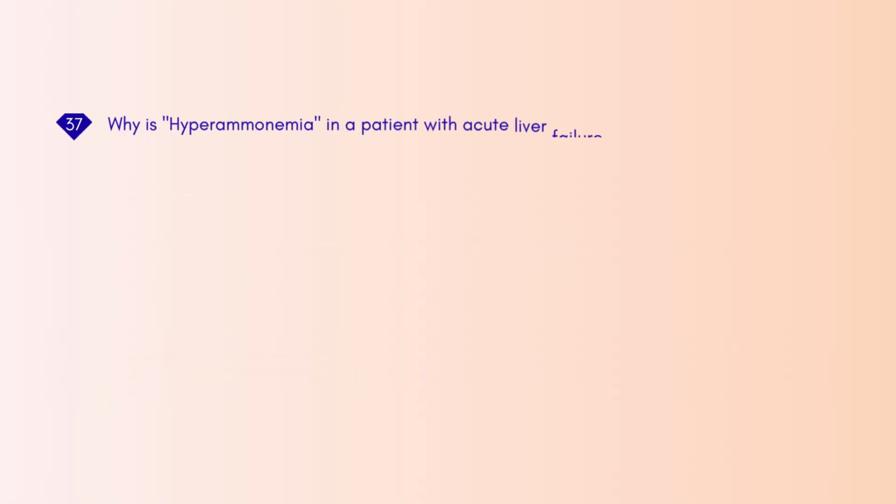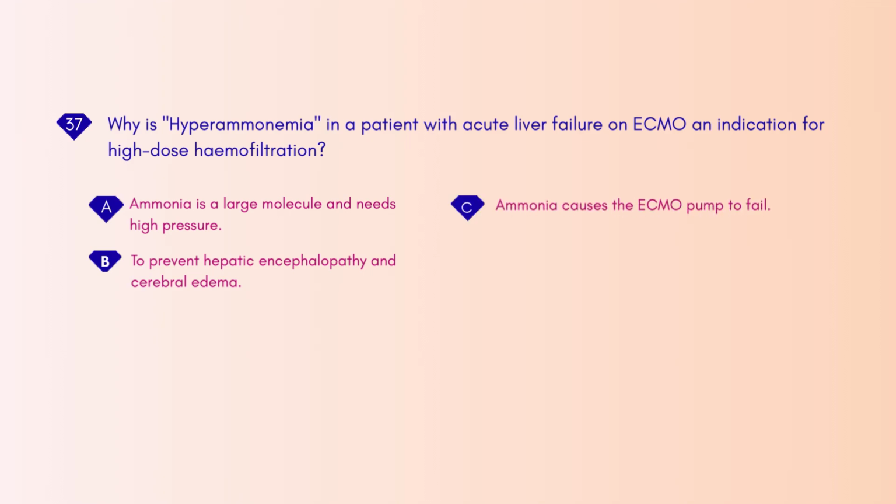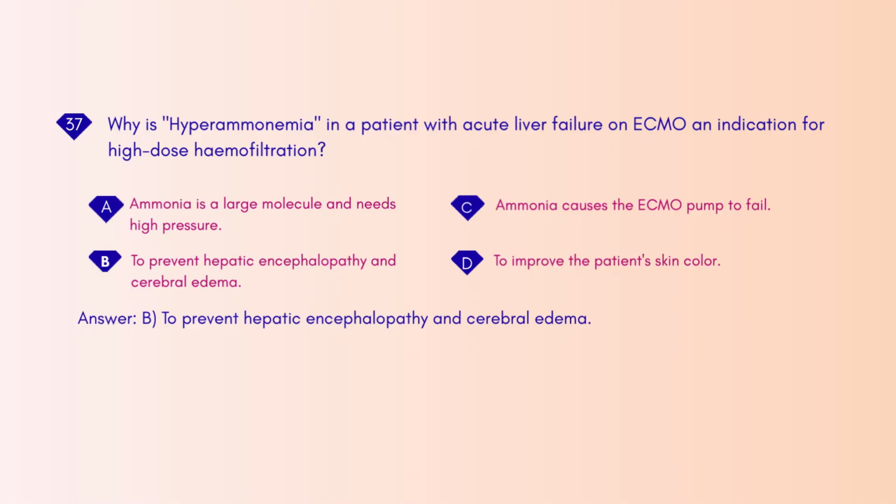Why is hyperammonemia in a patient with acute liver failure on ECMO an indication for high-dose hemofiltration? A. Ammonia is a large molecule and needs high pressure. B. To prevent hepatic encephalopathy and cerebral edema. C. Ammonia causes the ECMO pump to fail. D. To improve the patient's skin color. Answer: B. To prevent hepatic encephalopathy and cerebral edema.